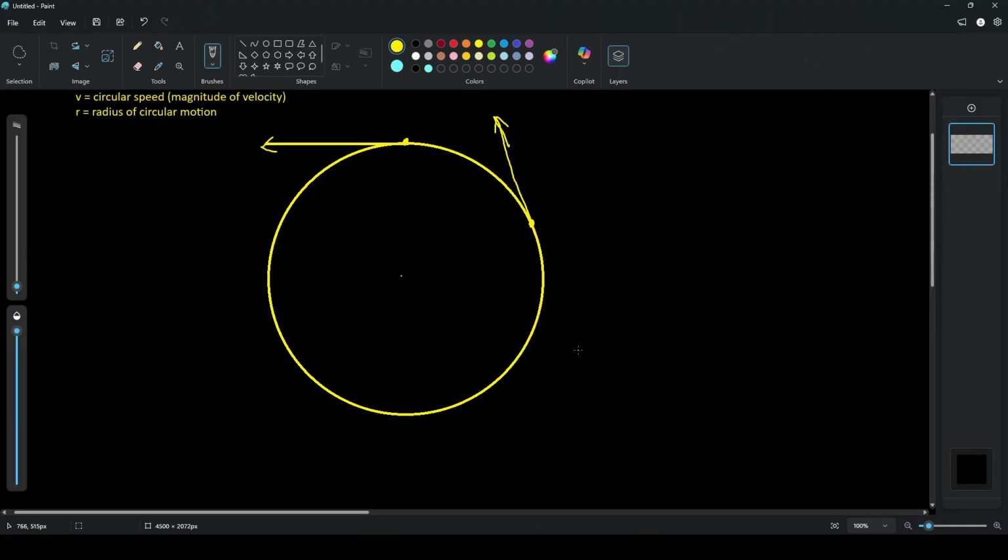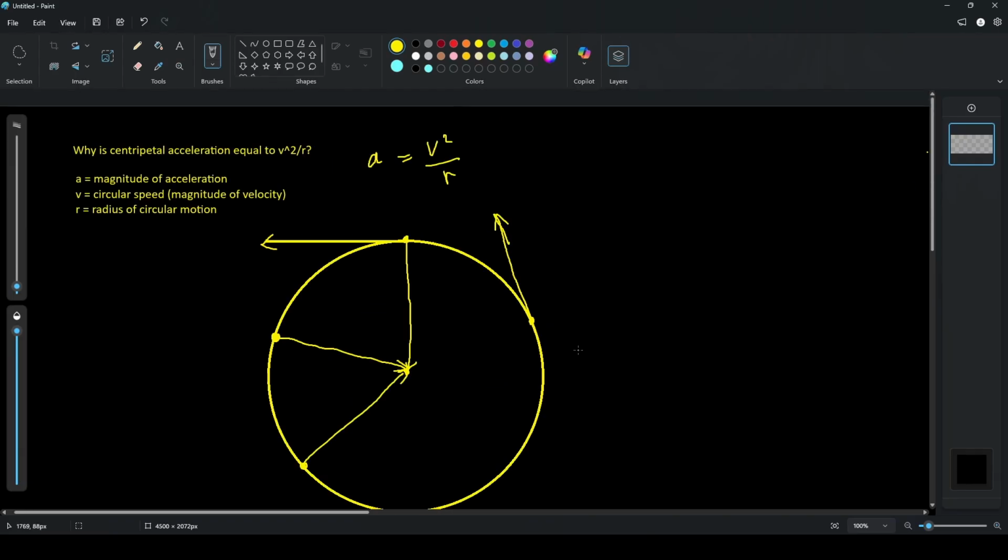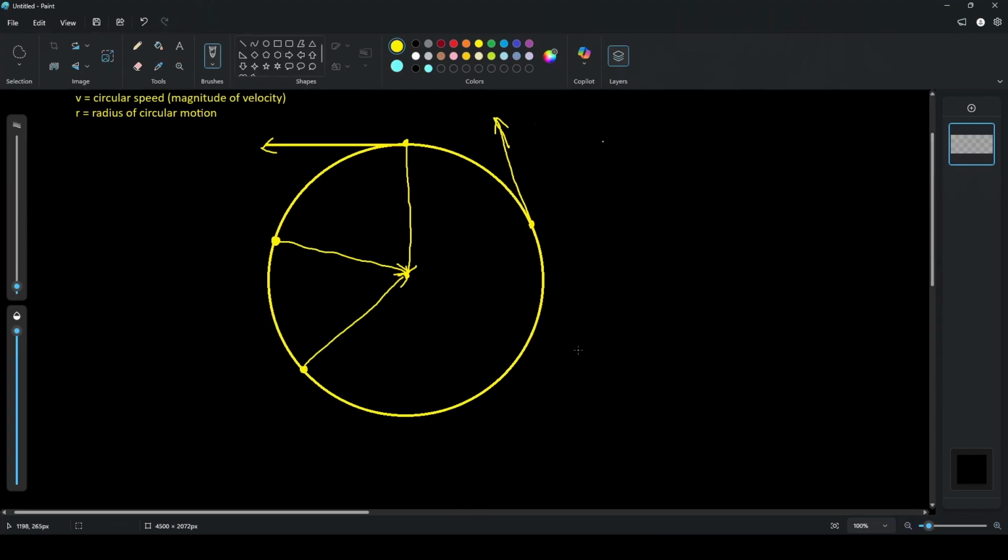And this acceleration points radially inward. So at any point on the circle, the acceleration the particle feels will always be towards the center. And we say that this acceleration is equal to v squared over r. So let's see why that happens.